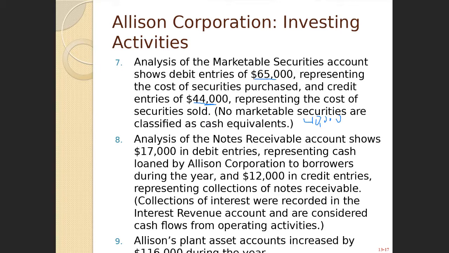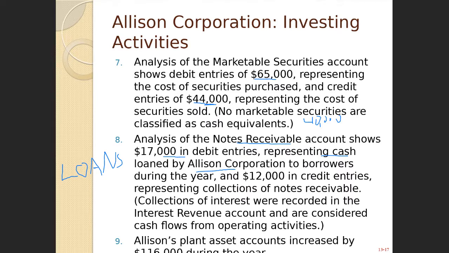Another account that we have to analyze is the notes receivable account. Again, we have to know the detail behind those changes. Notes receivable always represent loans. These are loans that the corporation made to outside parties, or loans that were paid back to the corporation. If we looked at the general ledger, we would see that notes receivable were debited by $17,000. That means that $17,000 was loaned by Allison Corporation to the borrowers.